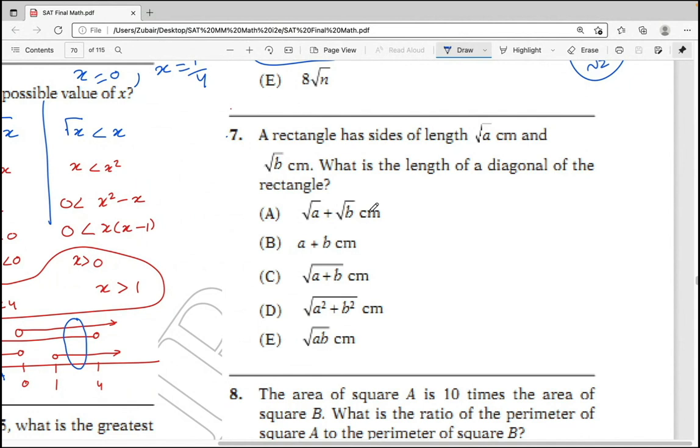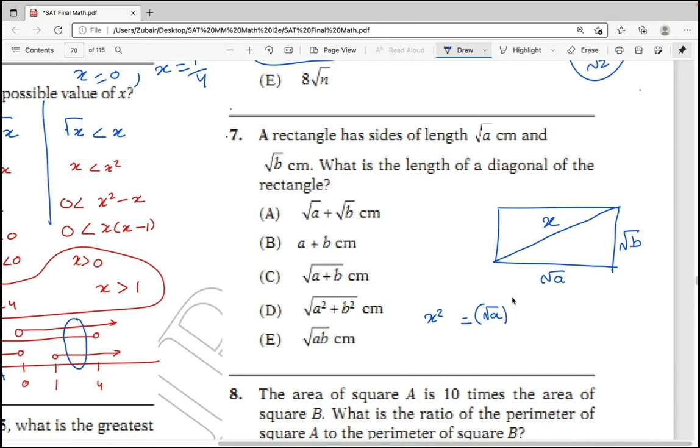Would it not be a plus b? You mean the second option? Yes, sir. And you're right, that would not be a plus b. See, this is square root a, that is square root b, and we are looking for the diagonal. Let it be x. X square is equal to this square. Oh, it's a rectangle. Yeah. So x square is equal to a plus b, but x is equal to root of a plus b.